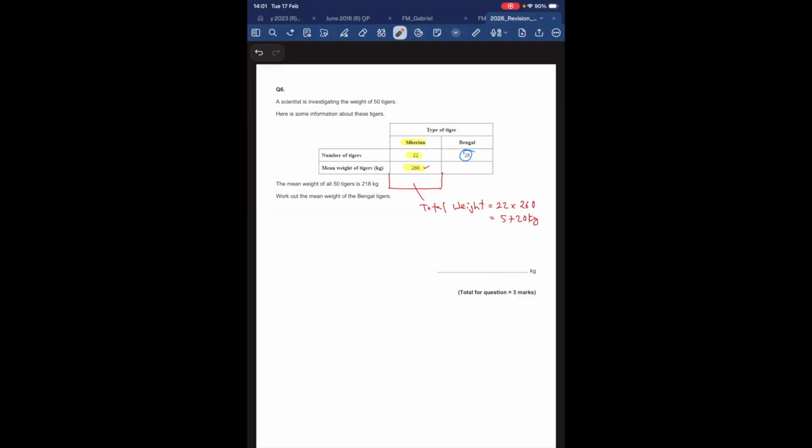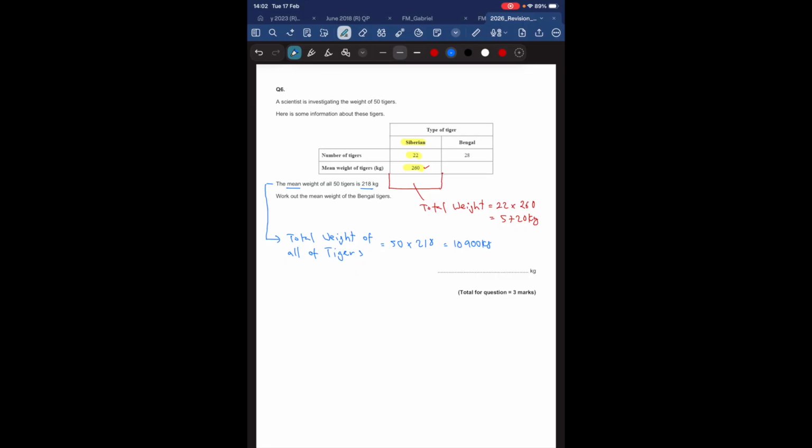Now, we can't do a similar calculation for the Bengal tigers because we do not know what the mean weight is. But what we are given information about is that we're told that all of the 50 tigers have a mean weight of 218 kilograms. So the total weight of all of the tigers, the Siberian and the Bengal tigers, is going to be 50 times 218 kilograms. So if we work that out, we get a total combined weight of 10,900 kilograms.